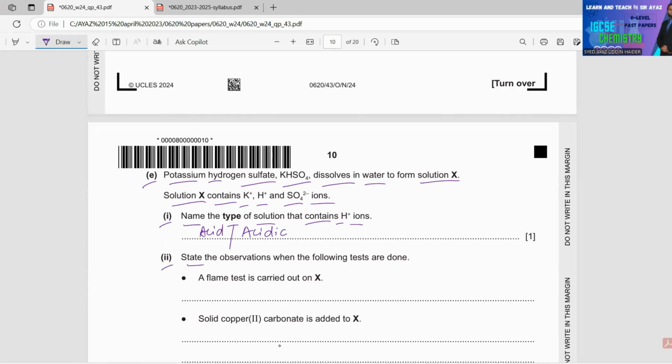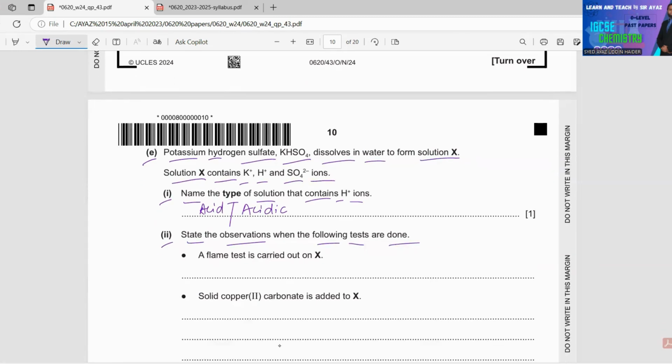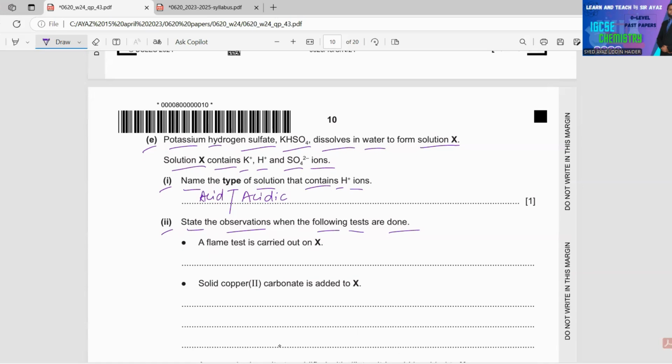Number 2, state the observations when the following tests are done. A flame test is carried out on X. You see X containing K+ ion. So for the flame test, due to K, potassium, it will give lilac color. So I'm going to write lilac here, due to the potassium ion.